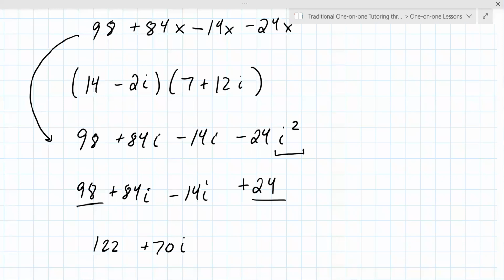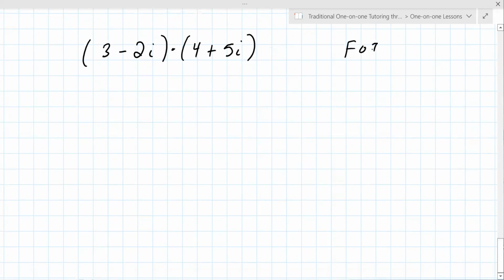Did I do something wrong? I didn't multiply correctly somewhere, but anyway, that's the FOIL. You would never get numbers this large. So let me give you one to try here. Let's say it's 3 minus 2i times 4 plus 5i, and you're multiplying. I'd like you to FOIL this and then simplify.